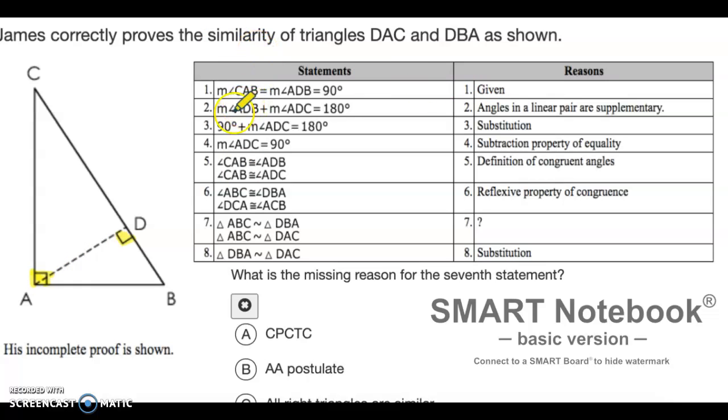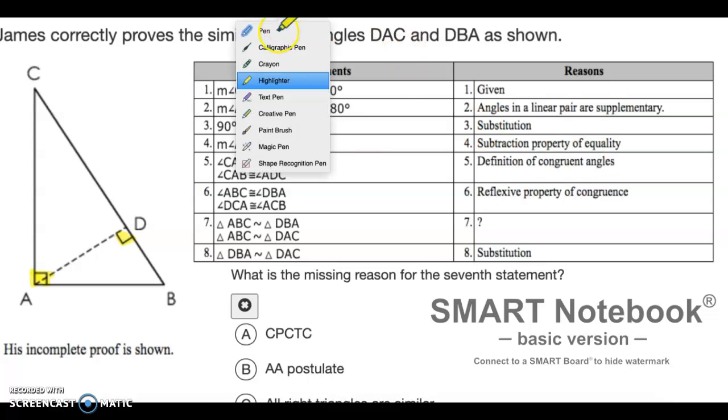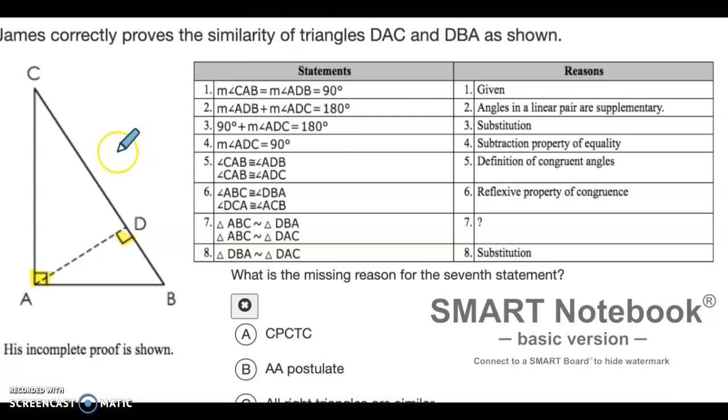Now they tell us the measure of angle ADB, so this angle right here, plus the measure of angle ADC equals 180 degrees, because those angles are a linear pair, which means they form a straight line and they are supplementary. So if we know that they are supplementary, they have to add up to 180 degrees. That means that angle ADC also has to be a right angle. So I'm going to draw that in there.